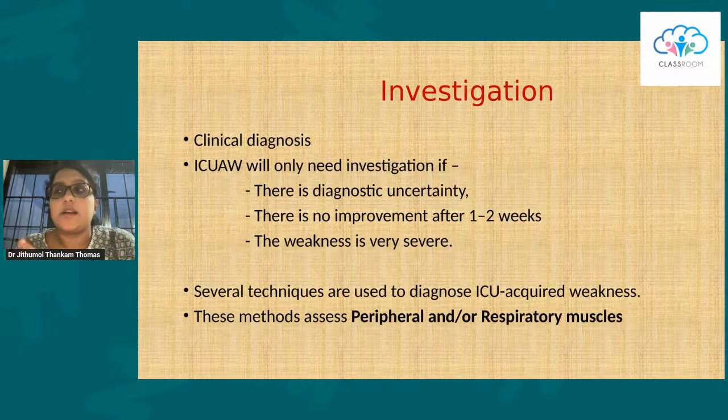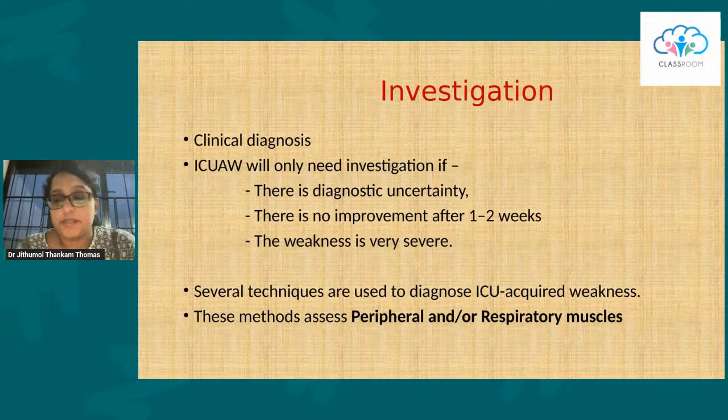Otherwise, if you really need to know a complete and definitive diagnosis, you can go ahead and investigate the patient. Now there are several techniques. Actually, there are techniques to assess the peripheral muscles. As I mentioned earlier, ICU acquired weakness affects your limb muscles and it can affect your respiratory muscles. So there are methods to assess each.